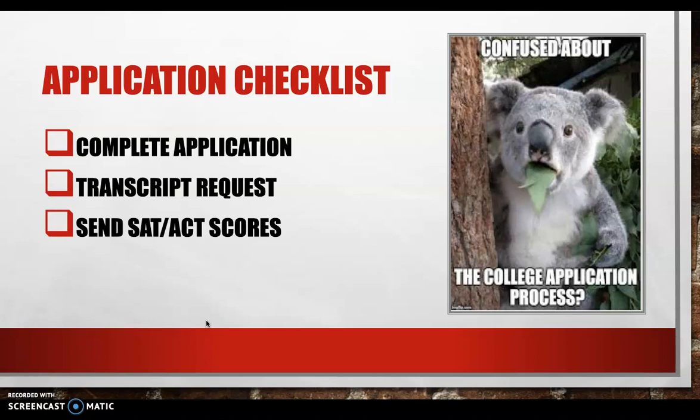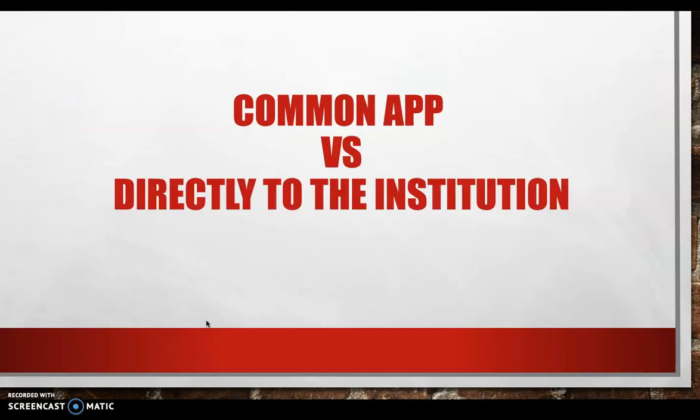There are three major parts required when applying to college. The first is submitting your application to the college. There are a couple different ways to do this, which we will cover. You will also need to request your transcript in Naviance, which your counselor will then send to your colleges. Finally, you will need to submit your SAT or ACT scores.